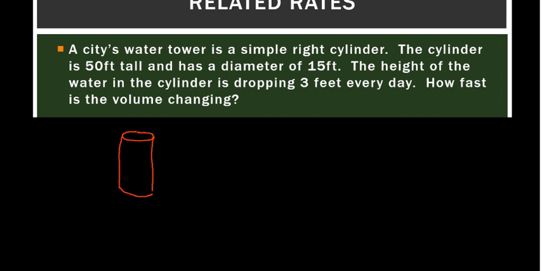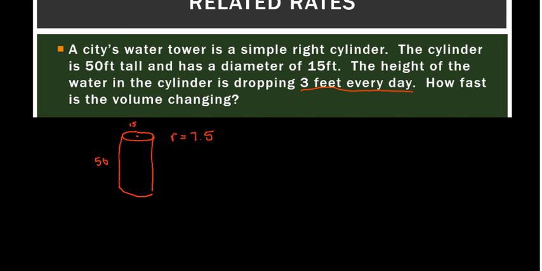So there we go. The cylinder is 50 feet tall and has a diameter of 15 feet, it looks like. Usually, if the diameter is 15, oftentimes we want to also use the radius for things. So the radius would be 7.5. The height of the water of the cylinder is dropping 3 feet every day. How fast is the volume changing?